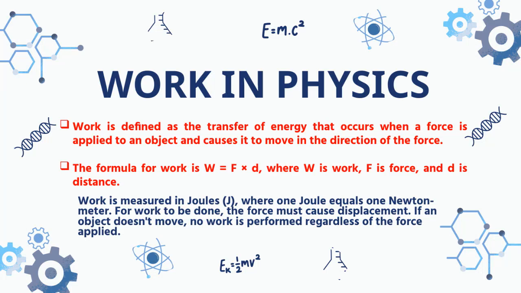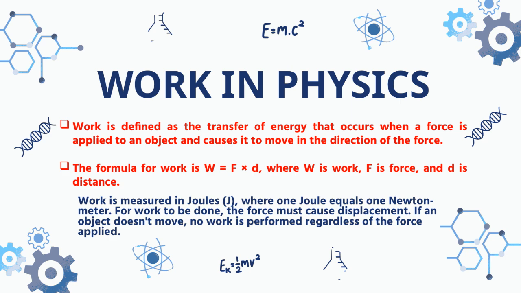Work is measured in joules, or J, and 1 joule is equal to 1 Newton meter. Now, for work to actually be done, the force applied must cause some displacement or movement in the object. If the object doesn't move at all, then no work is performed, no matter how much force you apply. So, in essence, work is about energy transfer.